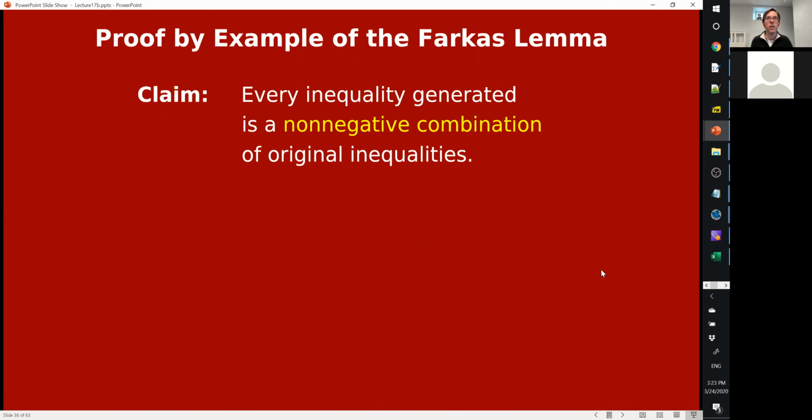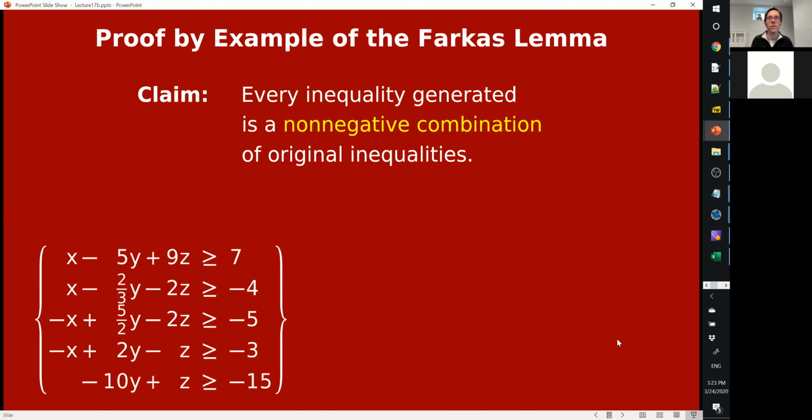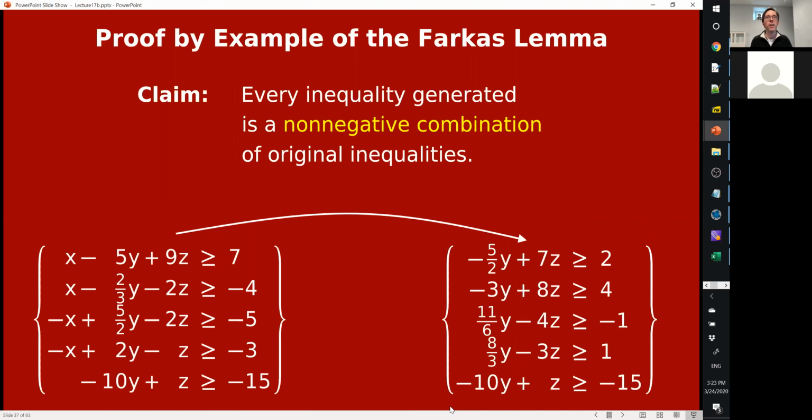And let me just illustrate this claim for you. I'll go over the steps quite fast. Here was the original system on the left. The first thing we did was multiply the inequalities by positive constants to get all plus or minus 1 coefficients on x. So that's multiplying them by just non-negative coefficients. And then we eliminated x. This is the previous version with x. This is the version with x eliminated.